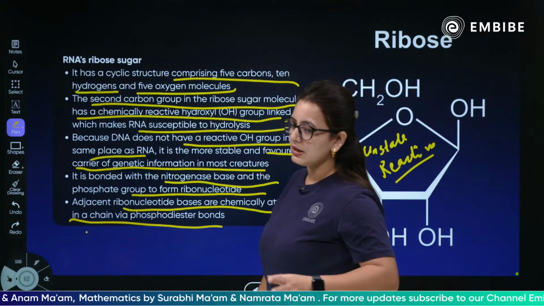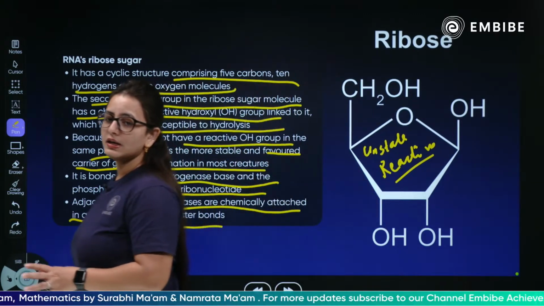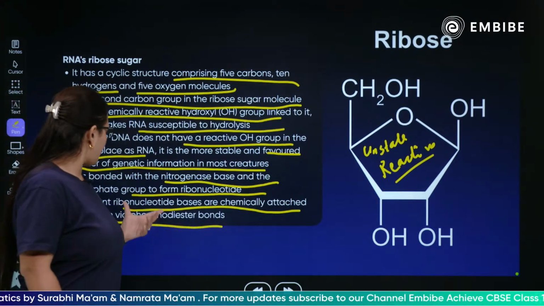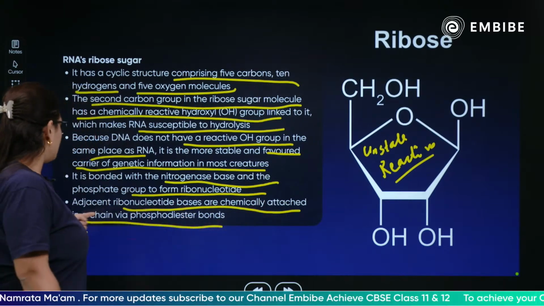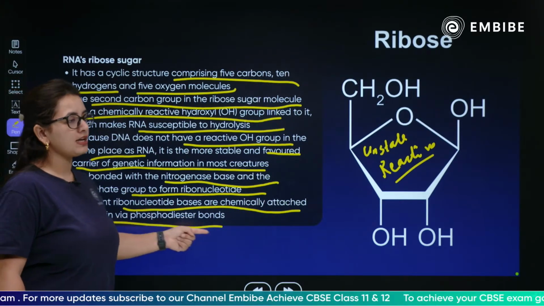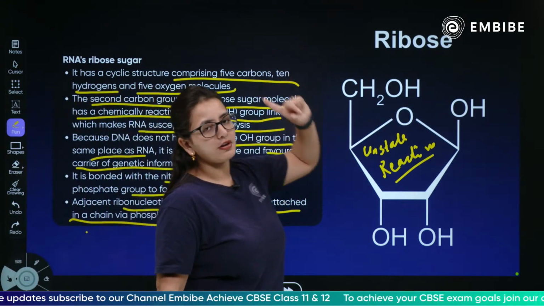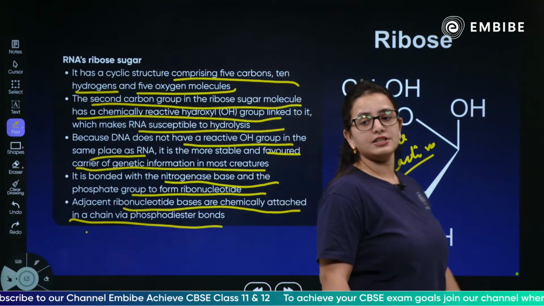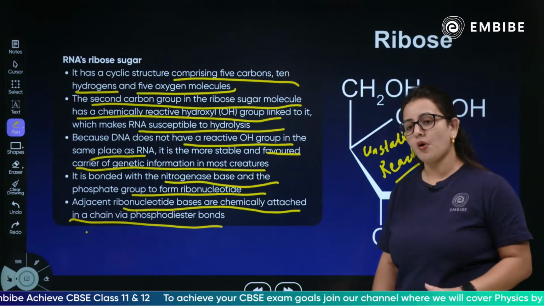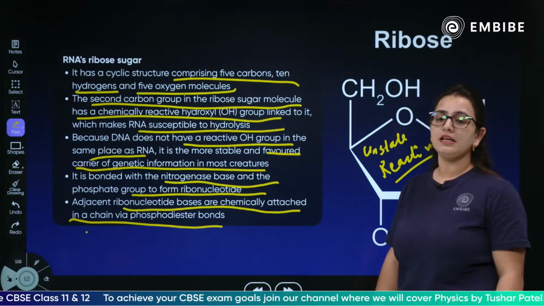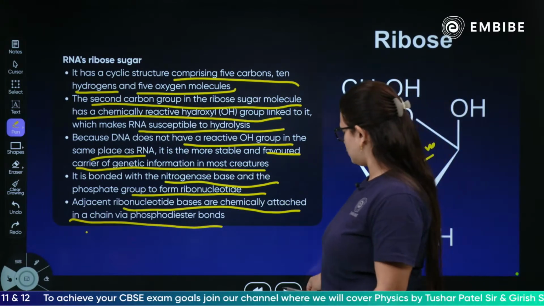What is the structure of ribose sugar? Adjacent ribonucleotide bases only, chemically attached in a chain via phosphodiester bond. The whole chain of a ribonucleotide is attached via phosphodiester bond. Yes, this is about the RNA as a ribose sugar.